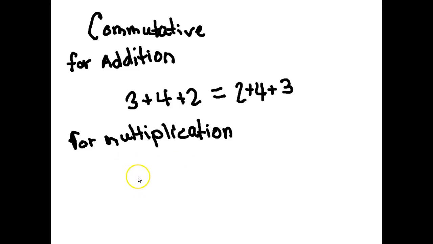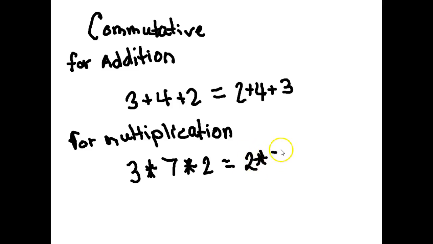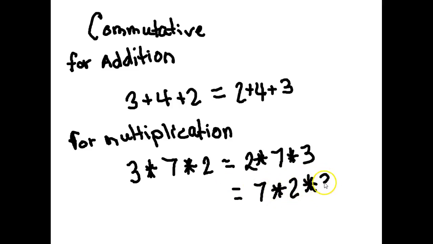So for multiplication, if I have 3 times 7 times 2, I could say the same is 2 times 7 times 3. And it doesn't have to be exactly the same. In this case, they were both reversed. I could also have said 7 times 2 times 3. As long as they're moving around within that expression.